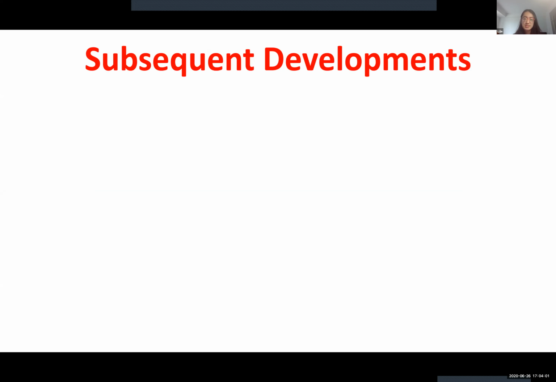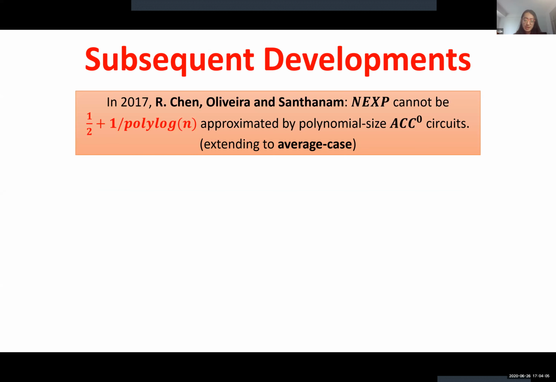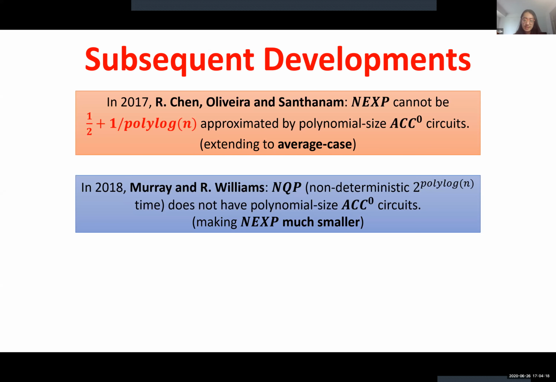Since then, there have been some subsequent developments on this front. In 2017, people proved that NEXP cannot be half plus 1 over polynomially approximated by polynomial size ACC0 circuits. So now it extends to average case. Then in 2018, people proved that nondeterministic quasi-polynomial time does not have polynomial size ACC0 circuits. So this makes NEXP much smaller.